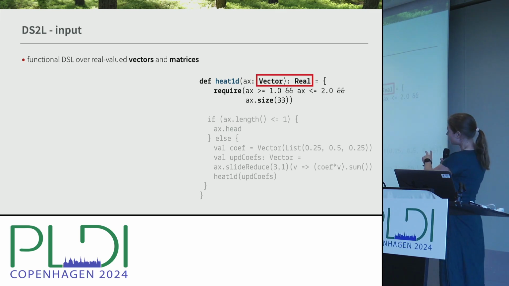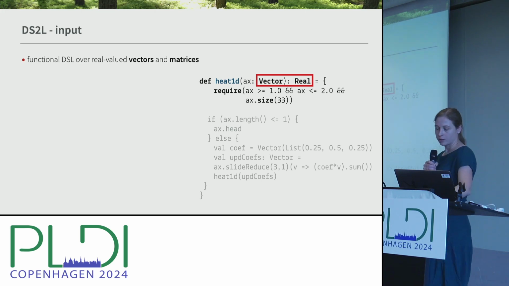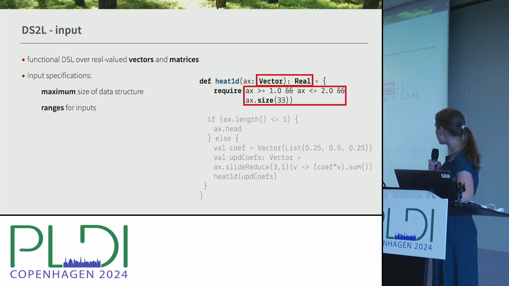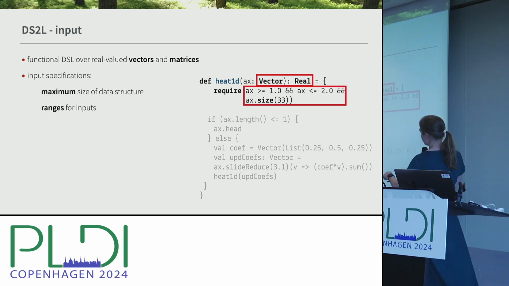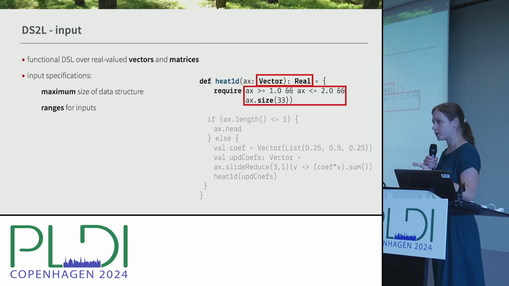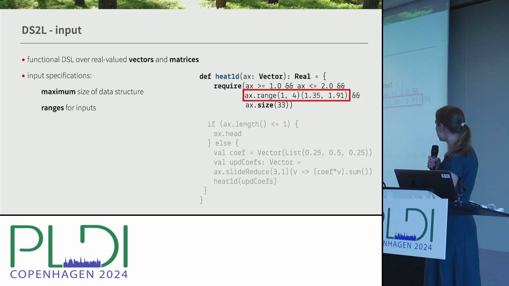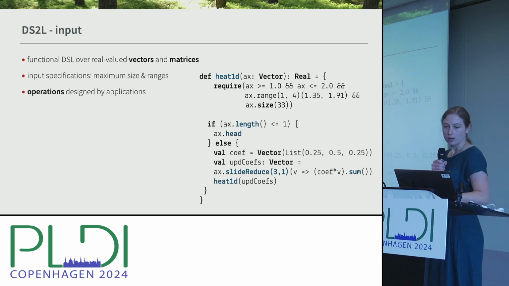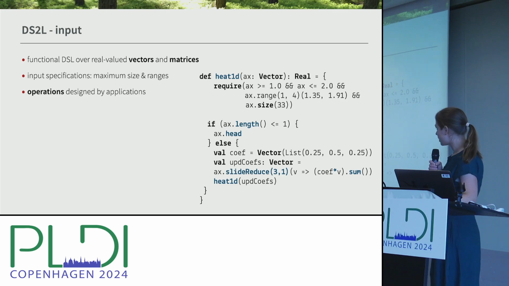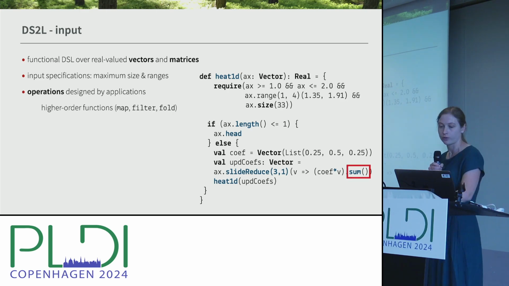So we have real valued vectors or matrices. There's no matrix in this one. And then the input specifications will provide a maximum size of the data structure, which is interpreted as the maximum number of elements. And we provide ranges for each element. We can also provide some sub-ranges where the elements have different values. And then there are some operations that we currently support. We looked at a bunch of applications that we found online and made the DSL work for these.